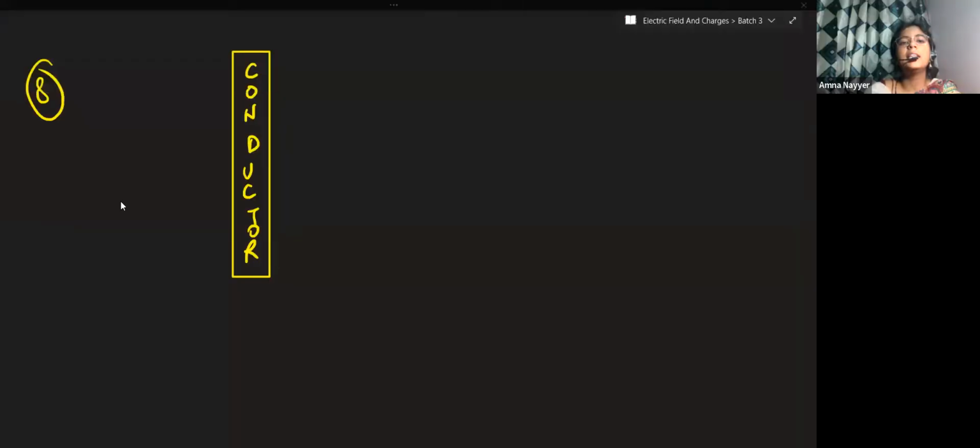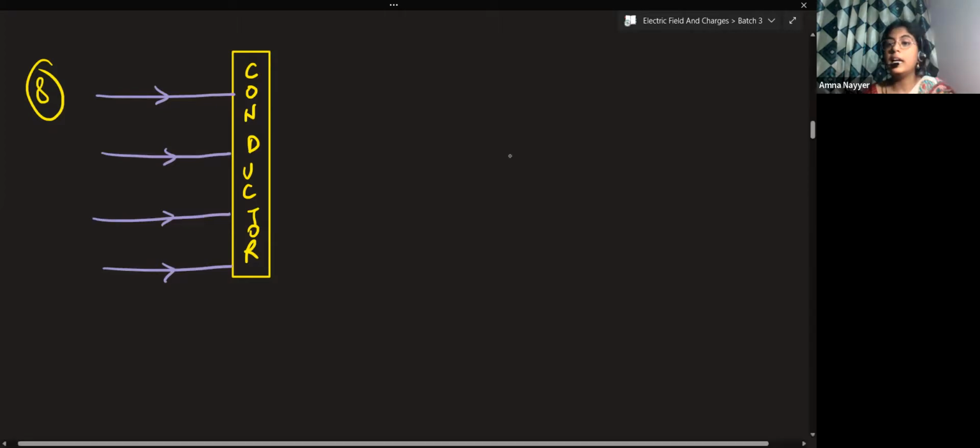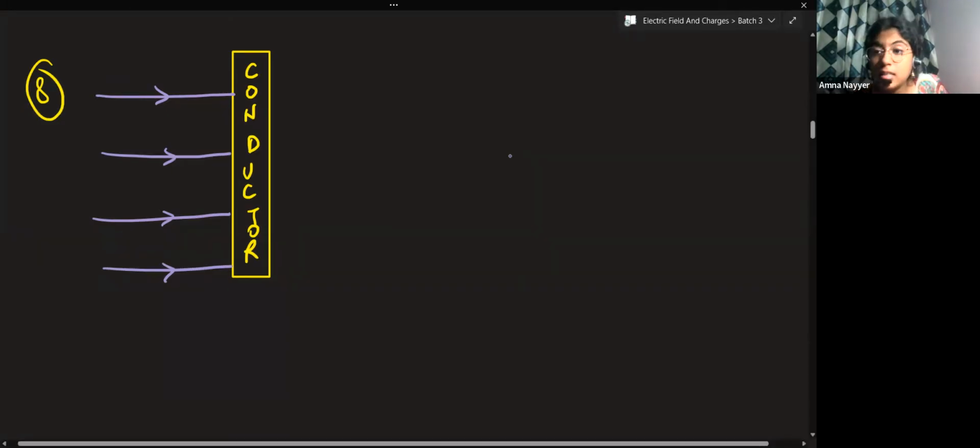Okay. Now, if you have a conductor and electric field lines are flowing, what happens on the surface of this conductor? Electric field lines lie perpendicular to it in this manner. And remember, electric field lines do not penetrate the conductor. It doesn't happen that an electric field line will come, go inside the conductor and then come out. It can never happen. Remember, electric field lines never go inside the conductor. That's why the electric field inside a conductor is always zero.